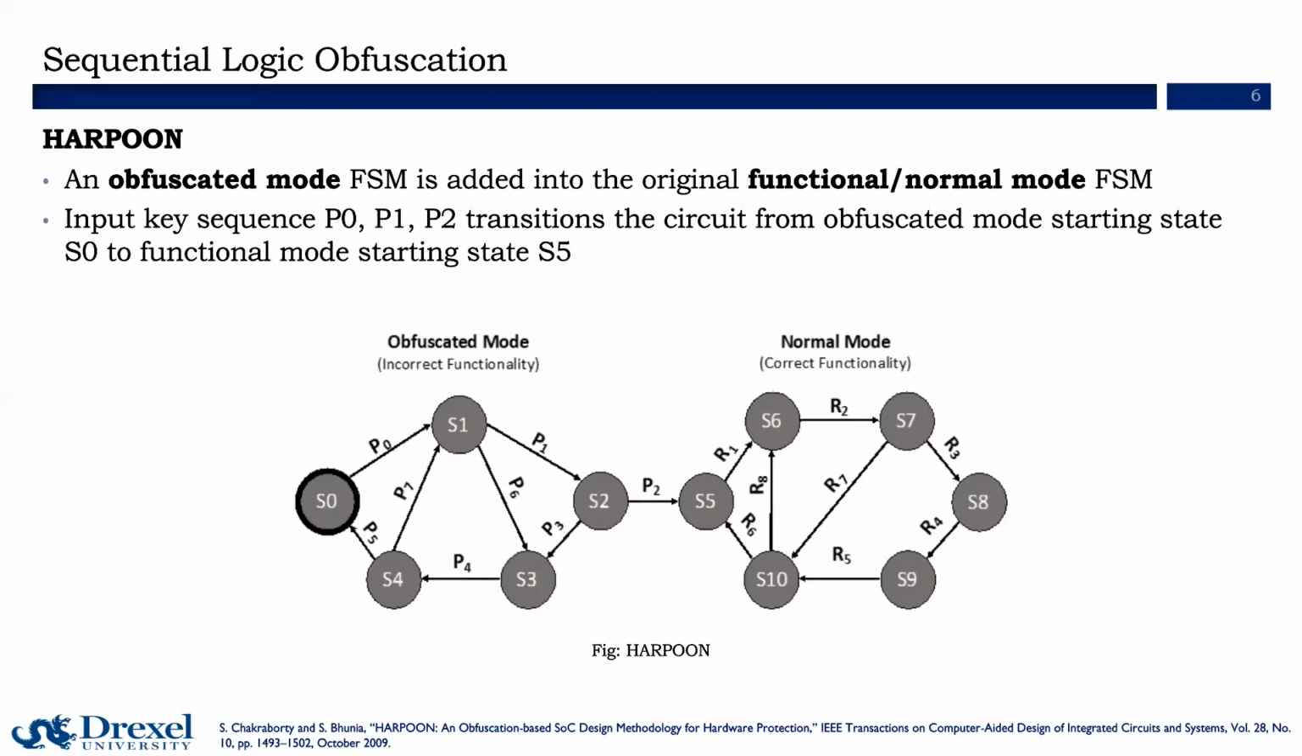Special logic locking techniques, such as Harpoon, have been designed for sequential circuits. In Harpoon, an additional FSM called obfuscated mode FSM is added to the original FSM called normal mode or functional mode FSM. An example can be seen in the figure. Here, in order to activate the locked IC, the FSM should transition from the obfuscated mode state S0 to normal mode state S5 through key input sequence P0, P1, and P2.